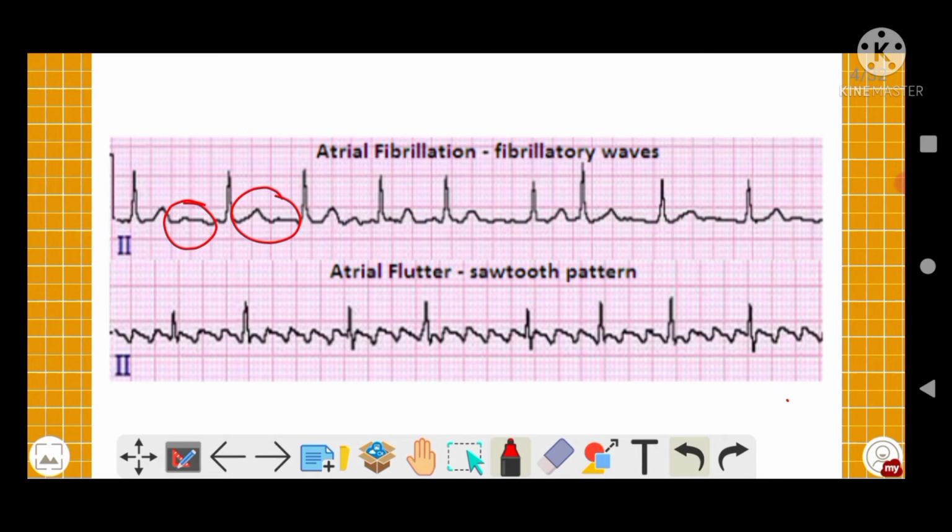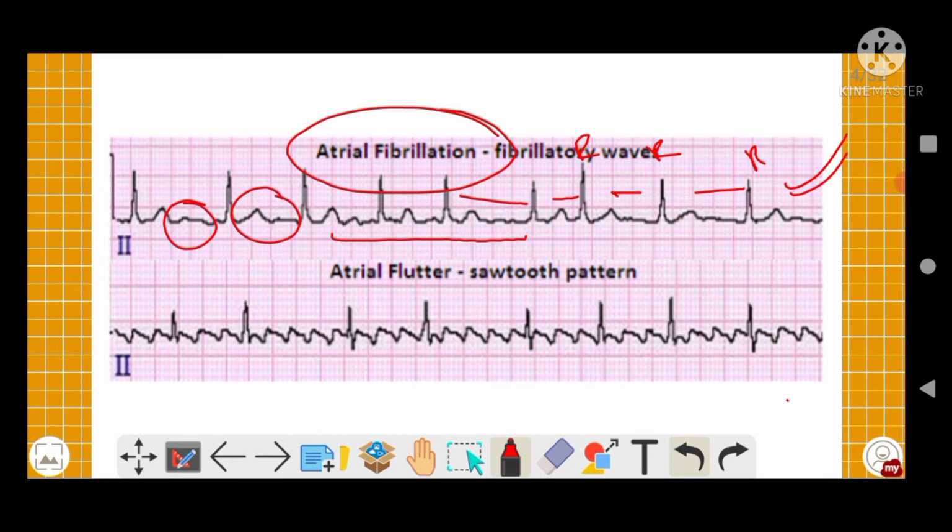And see the distance. This is R, this is R. See the distance, so it is an irregular rhythm. Irregular heartbeat, and even the pulse is erratic. Irregular pulse, irregular heartbeat, and bizarre P waves or no characteristic P waves. All this is characteristic of atrial fibrillation. By this you will identify the tracings of atrial fibrillation.